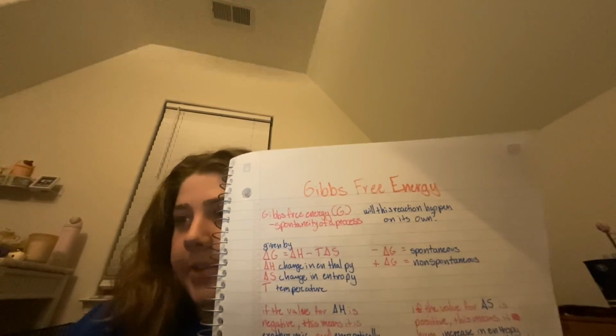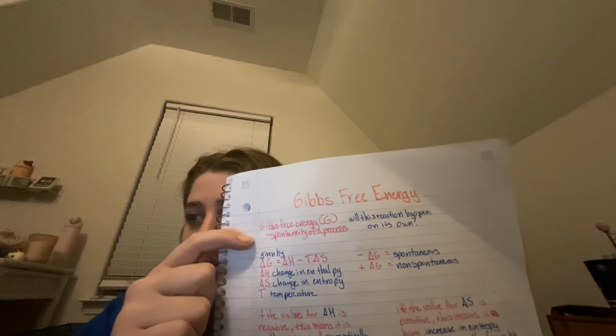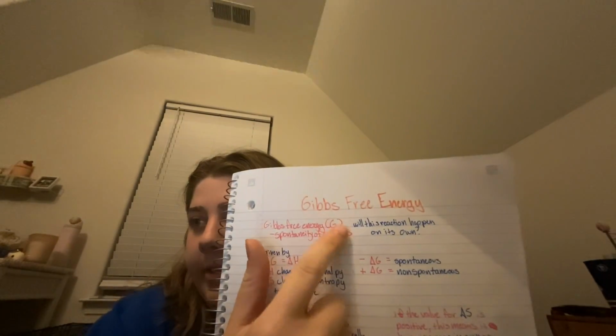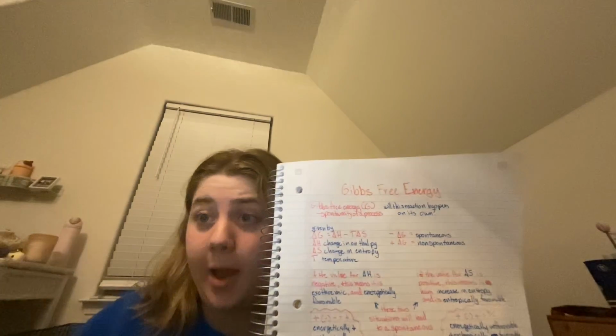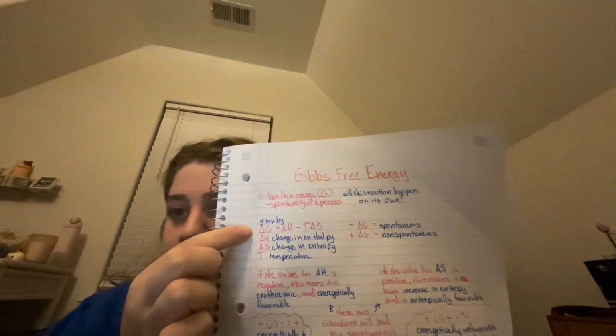So today I'm going to be talking about Gibbs free energy. Right here in the picture, you can say Gibbs free energy is defined as the spontaneity of a process. It's represented by this capital G right here. Basically, it's a measure of, will this reaction happen on its own? Is it going to happen on its own, spontaneous, or is something going to have to kick this off and it's non-spontaneous?